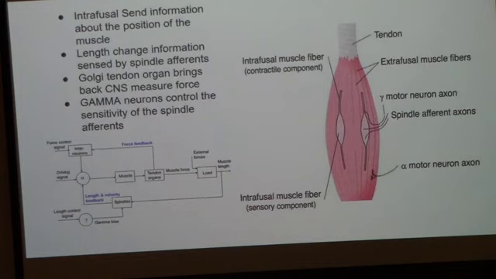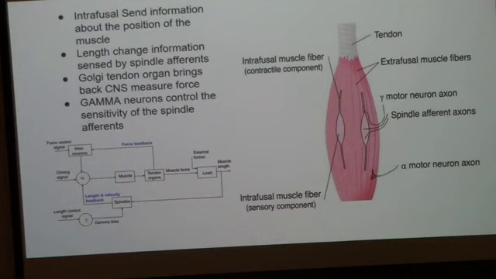You should know what an intrafusal fiber is. So one thing, between the tendon and the extrafusal muscle, you have the Golgi. The Golgi tendon tells you information about the force, so how much force a certain muscle is generating. And that's sent back to your central nervous system. So that's in this loop down here. You get the force information from the Golgi.